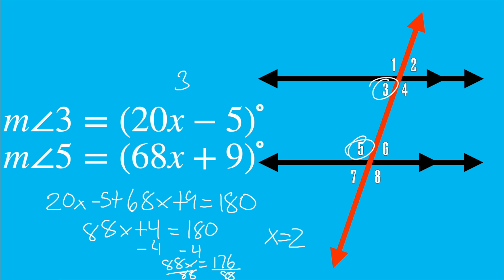40 minus 5 is 35. And then we get 145 degrees when we do that. So there we go. That was not nearly as bad as I thought it would be. I'm actually feeling pretty okay.